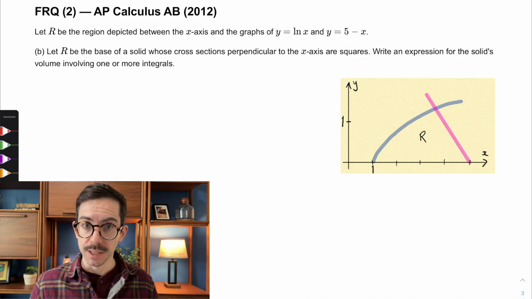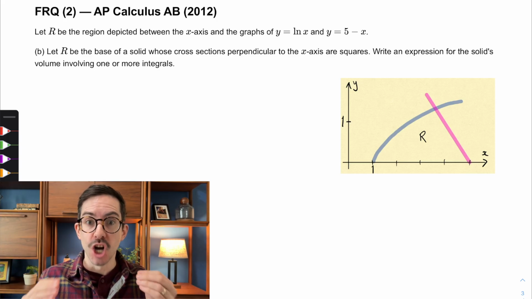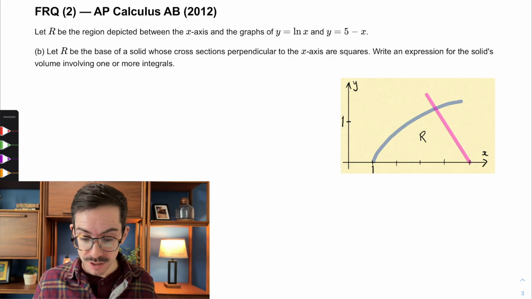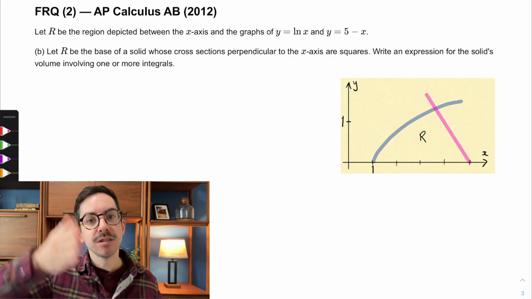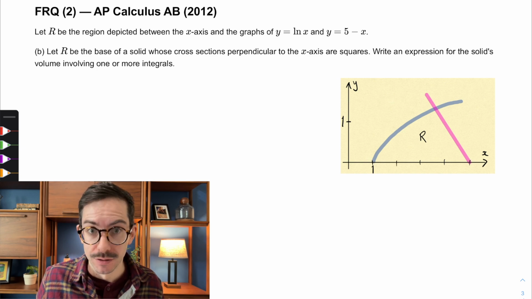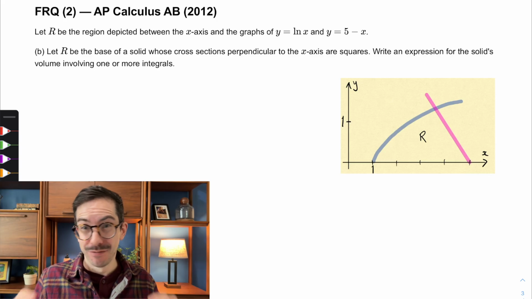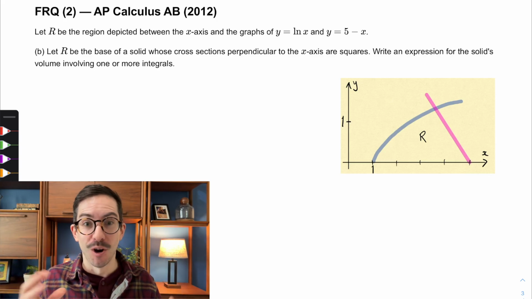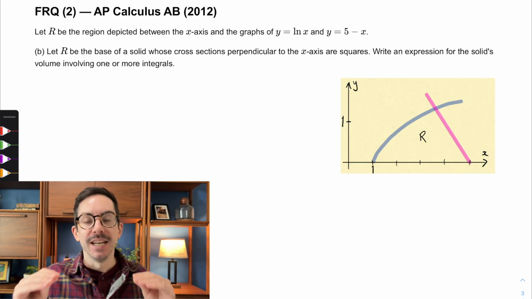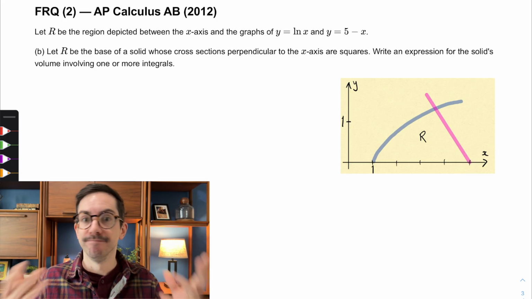Okay, part B asks us to build a volume out of this region R. Region R is supposed to be the base of this solid. And if I take cross sections perpendicular to the x-axis, I'm supposed to get squares. It wants us, without necessarily fully visualizing this solid or working out the answer, to just write down an expression for this volume using integrals.